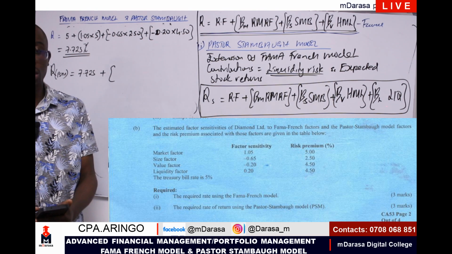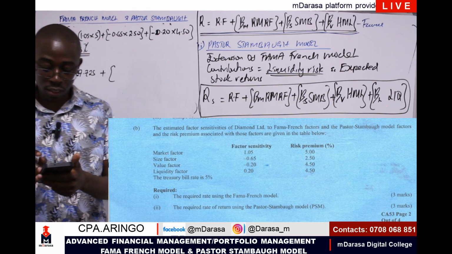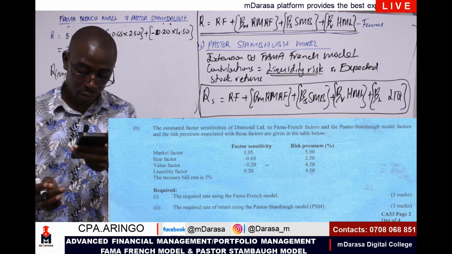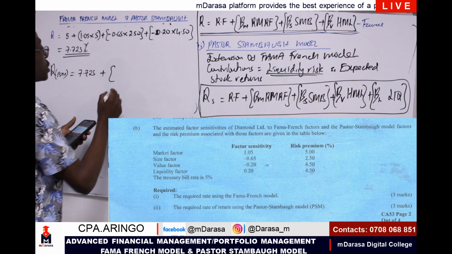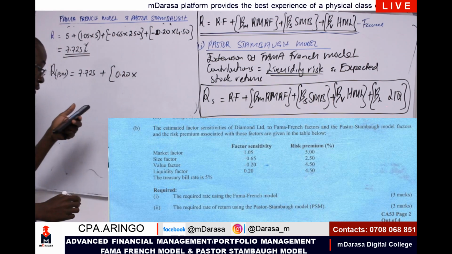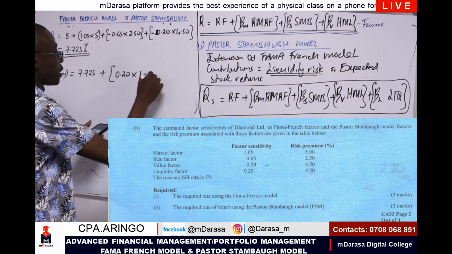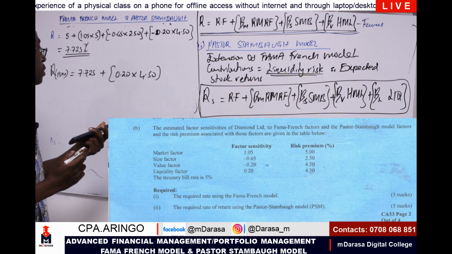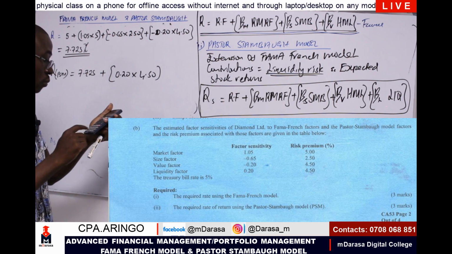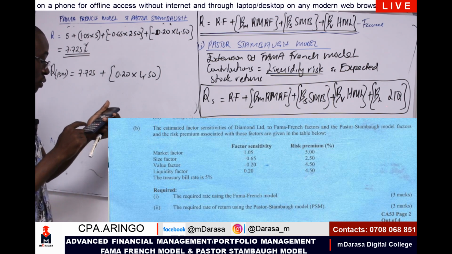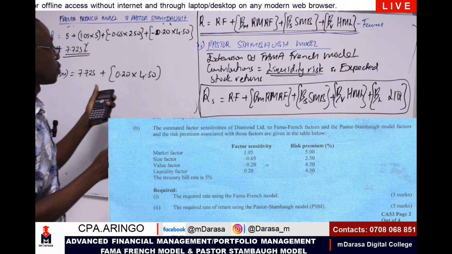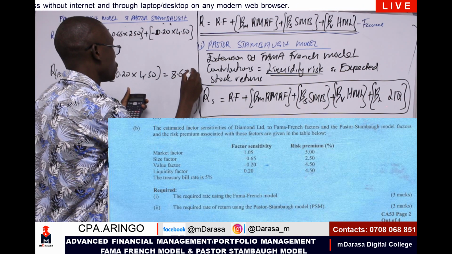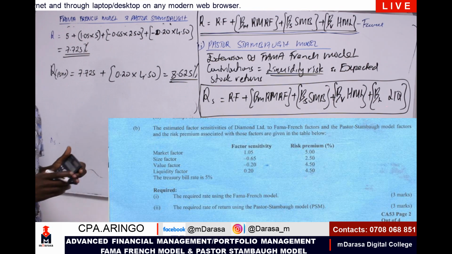We are going to add, of course, the beta of the liquidity, which is basically that risk component that a good examiner has given us there. Look at it. For the liquidity factor, I'm given the factor sensitivity as 0.20 times the premium. I'm given the risk premium, which is 4.50. That is the only thing that you are going to add. So at the end of the day, you should be having 0.20 times 4.50 plus 7.725, whatever you had already computed. So I'm having 8.625%, the Pastor-Stambaugh model.